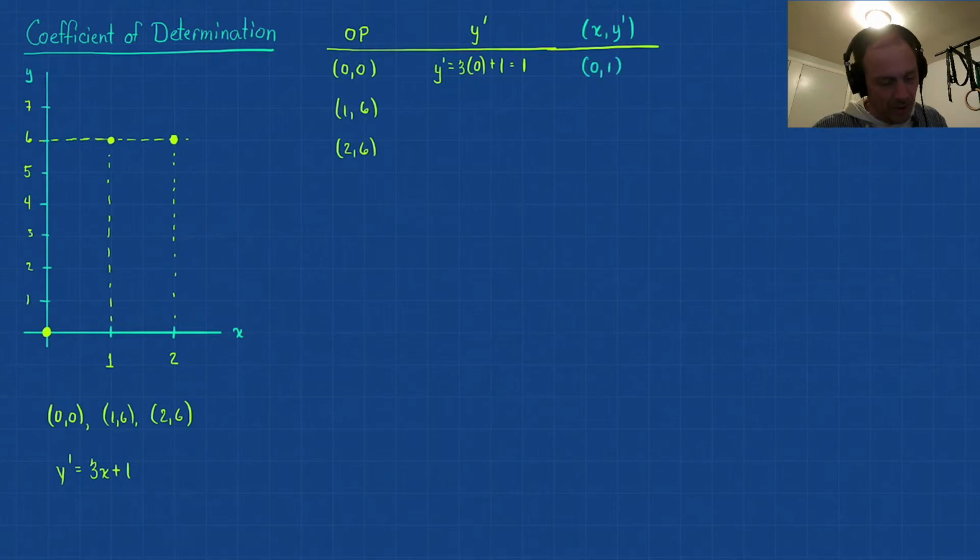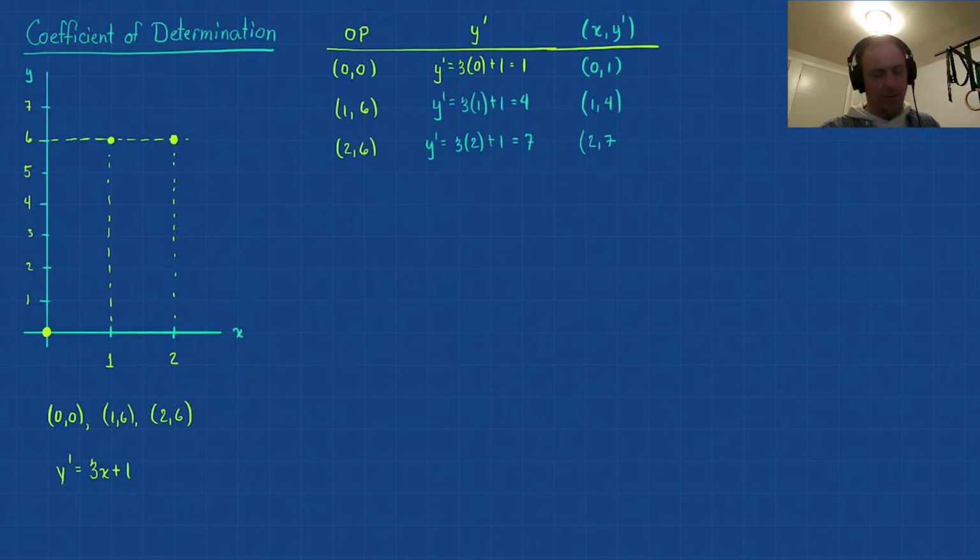And my next one says y prime is going to be 3 times 1 plus 1 more. Now that's 4. So my predicted ordered pair would be 1 comma 4. Now, my last one is going to be y prime equals 3 times 2 plus 1 more. Well, that's 6 plus 1, that's 7. So my predicted ordered pair is 2 comma 7. And these are my predicted values from my linear model.